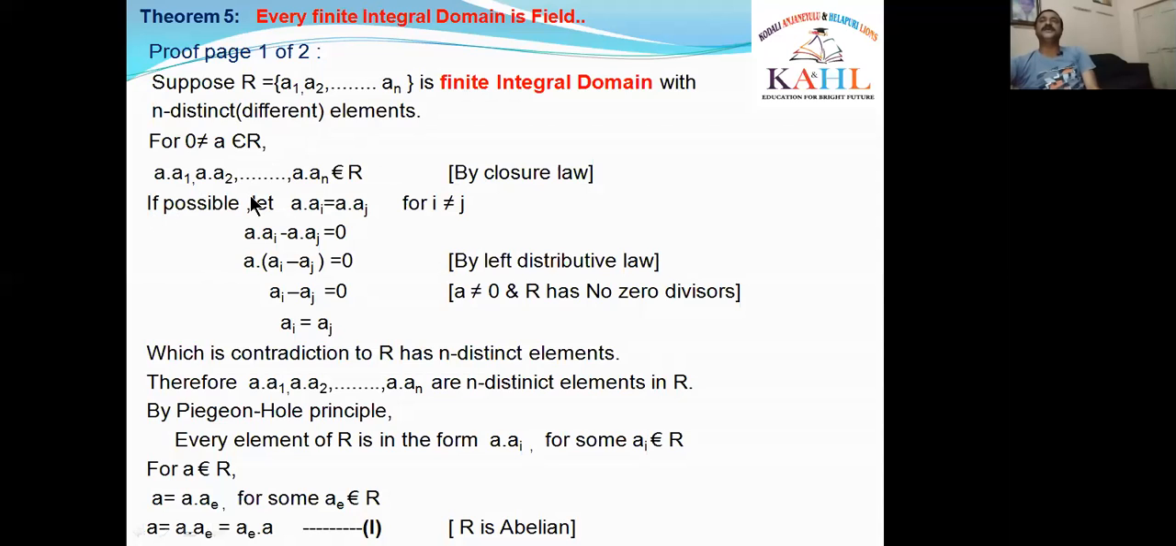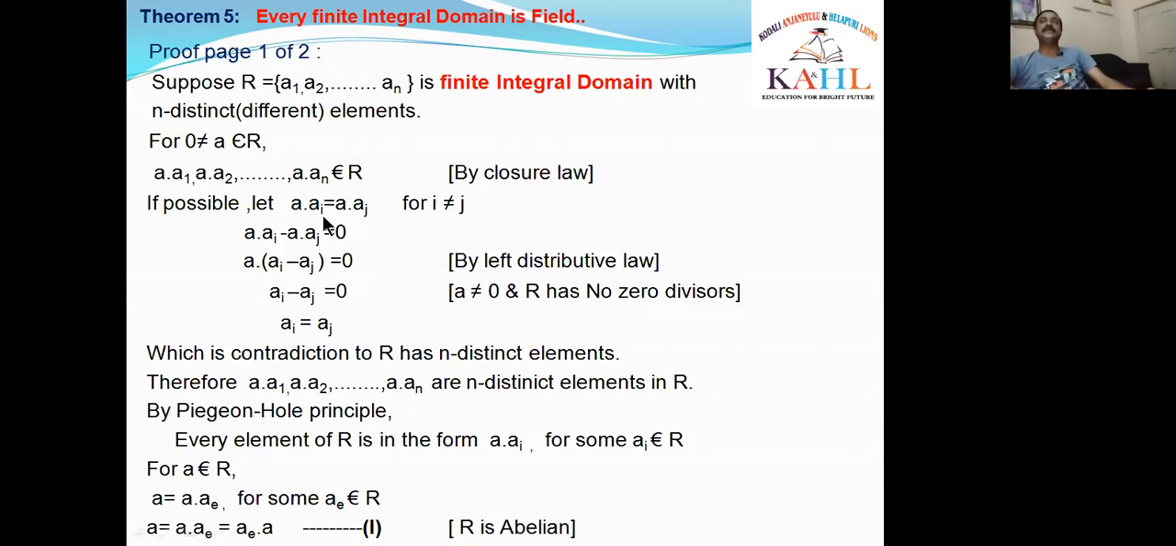For that, if possible, let two different elements a·ai and a·aj be equal, for i not equal to j. The suffixes i and j are not equal. Here we take i replaced with 1 and j replaced with 2, so a·a1 is equal to a·a2. These are the two different elements. I am taking numbers just for reference. So here we are taking a·ai equal to a·aj for i not equal to j.